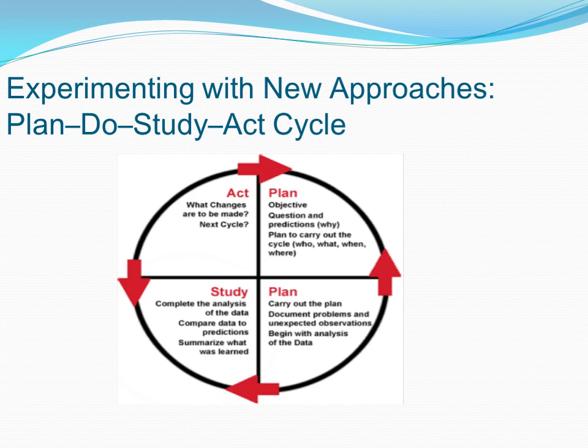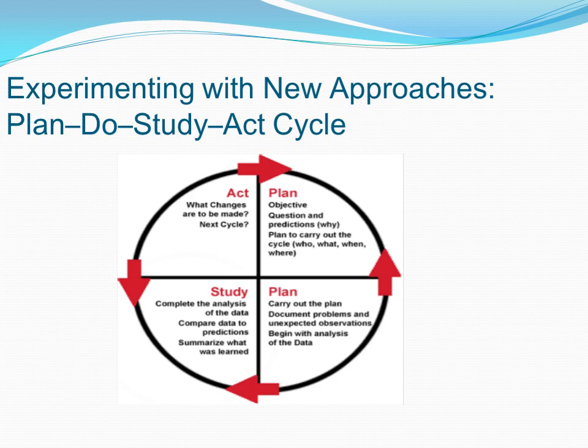Okay, here's a PDSA cycle. I don't generally like the way it's done, and then to make it worse, the second plan is supposed to be a do. But you start at the top right, which is the plan. What is your objective? What are the questions? What are you going to carry out? Who's going to do what, when, and where?